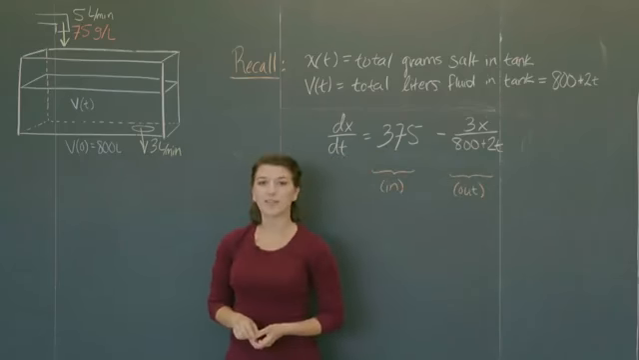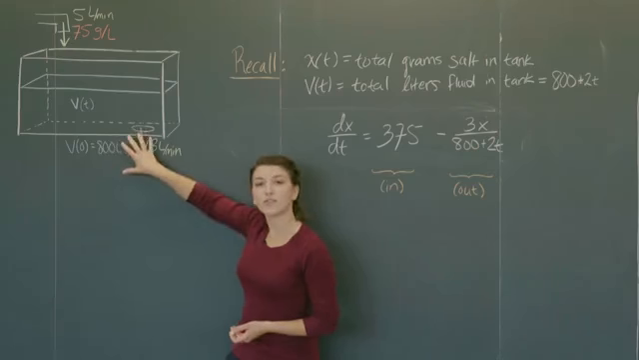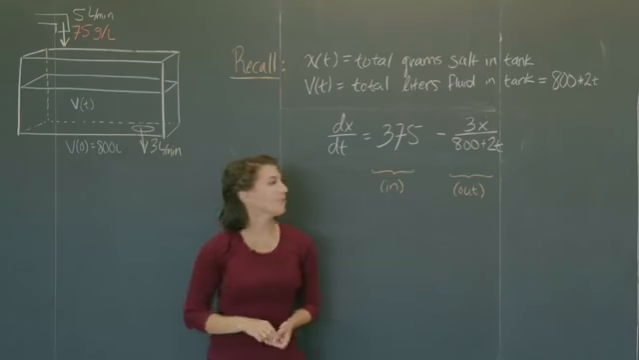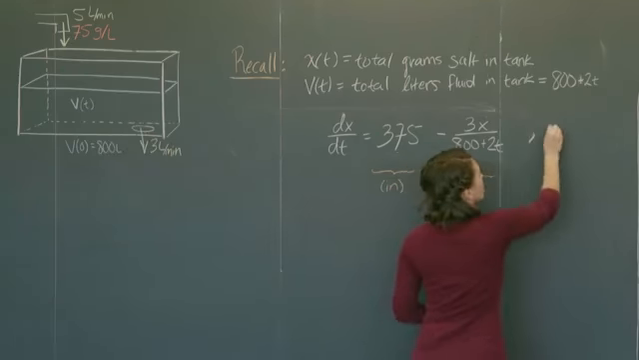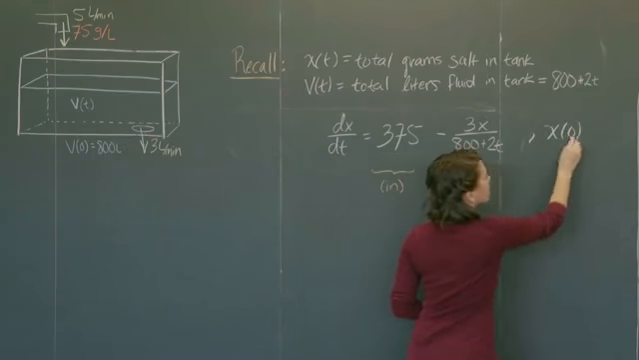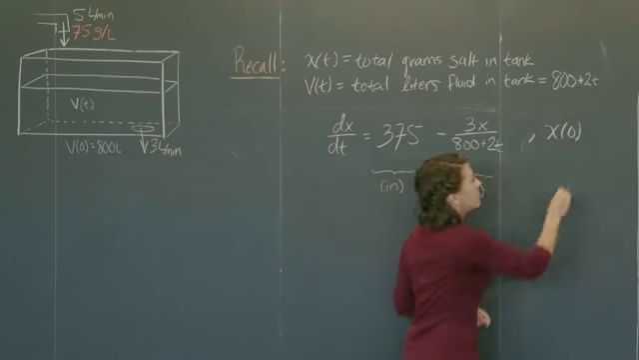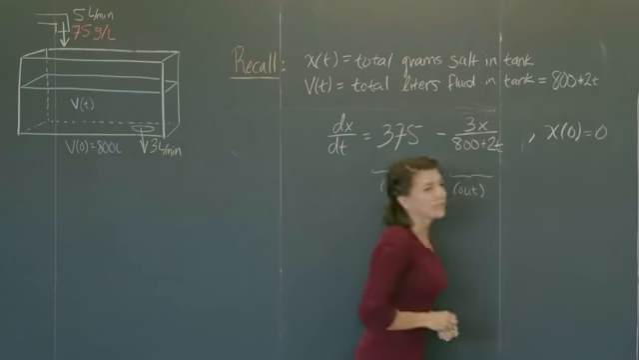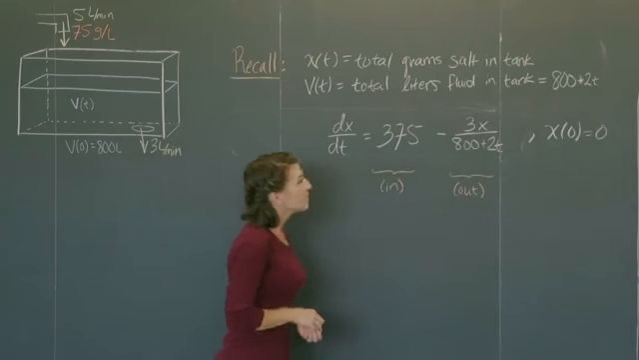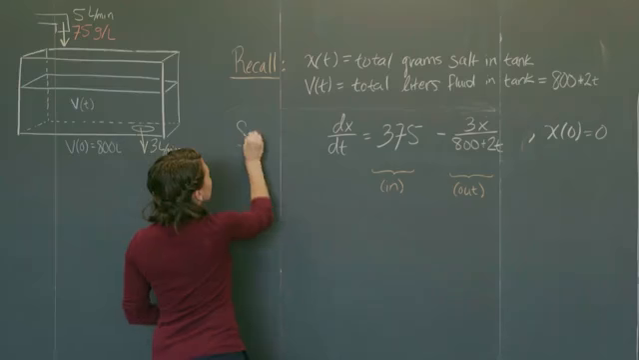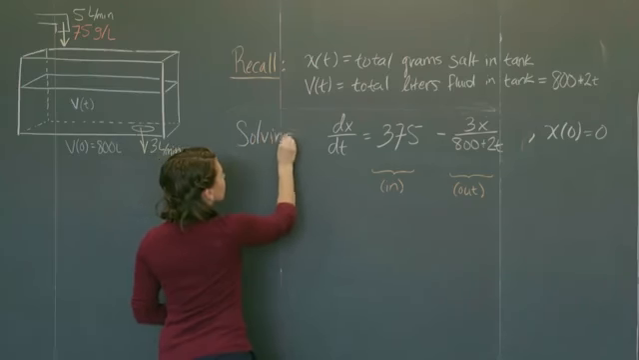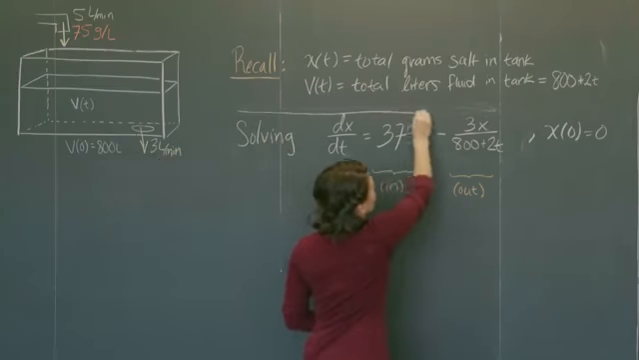We were also told that initially this tank contains fresh water, and that gives us an initial condition. We know that x at 0, so the number of grams of salt in the tank at time equals 0, is equal to 0 because there is no salt in the tank. So in this video, we will be solving this initial value problem.